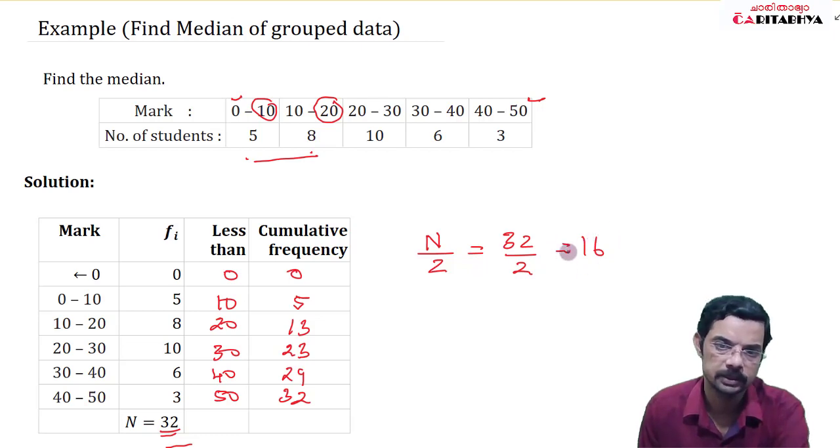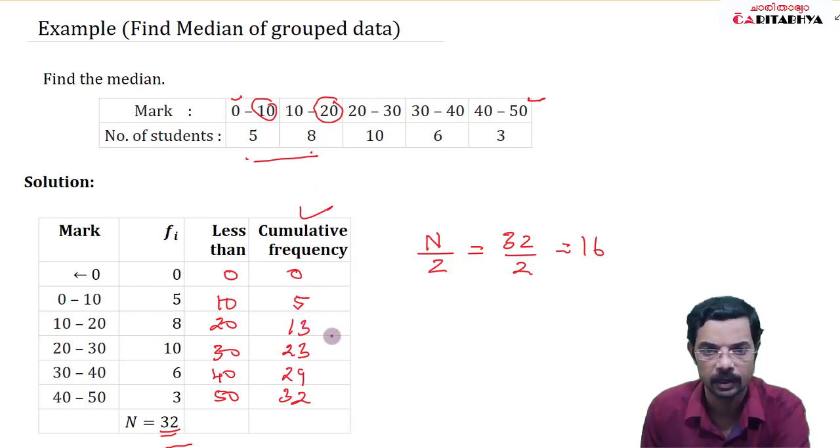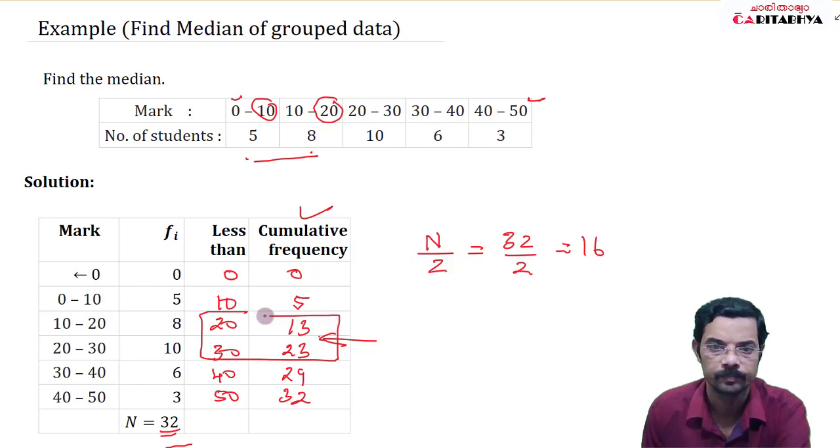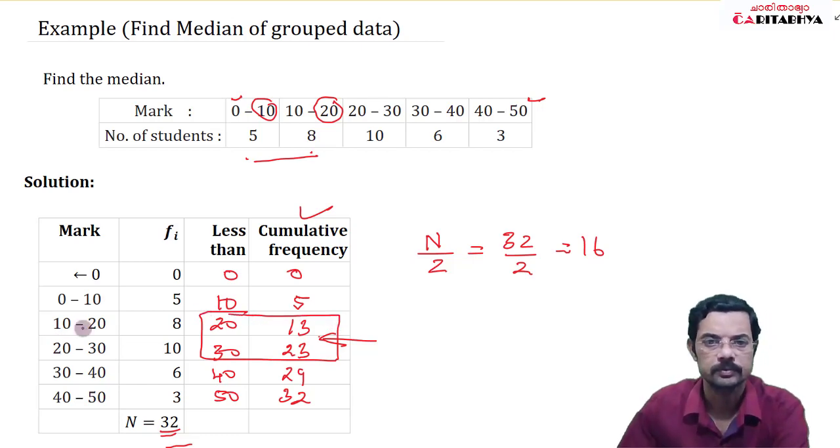Where does 16 lie? You have to look in the cumulative frequency section. In this section, we find that 16 lies after 13 and before 23. So it is somewhere here, and we will be focusing on this region now. Everything else will be forgotten. Once we prepare everything nicely, we will have a table like this.